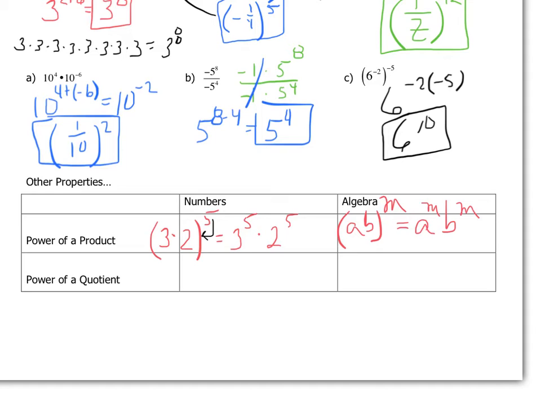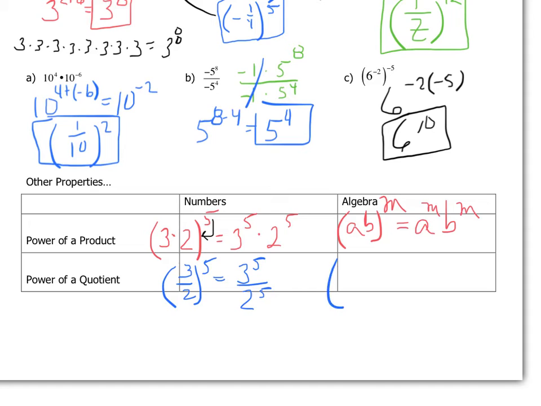On the quotient, power of a quotient, it's kind of the same idea. We have (3 over 2) to the 5th power. We have to make sure that both my numerator and my denominator get the 5th. It can't just be the top one only. The parentheses help ensure that both of them get the 5th. It's really like saying 3 halves times 3 halves times 3 halves times 3 halves times 3 halves.